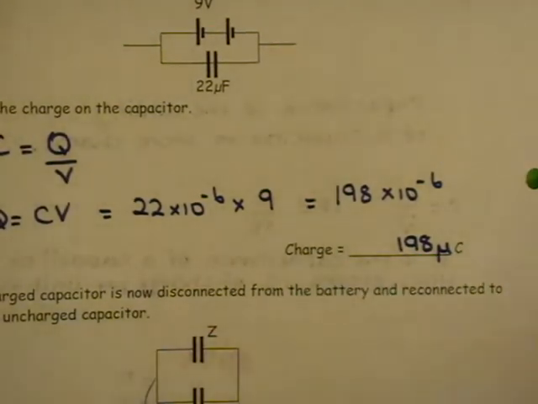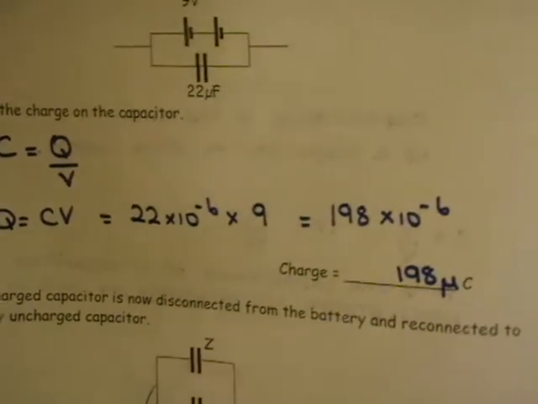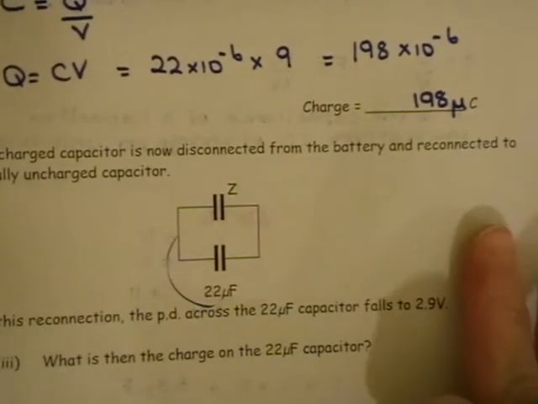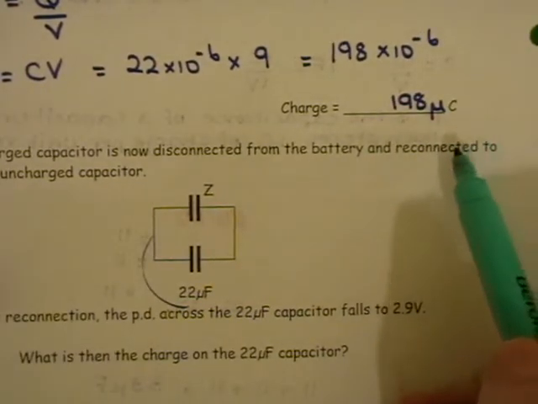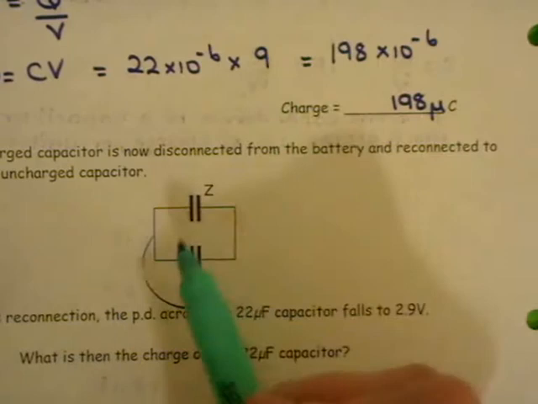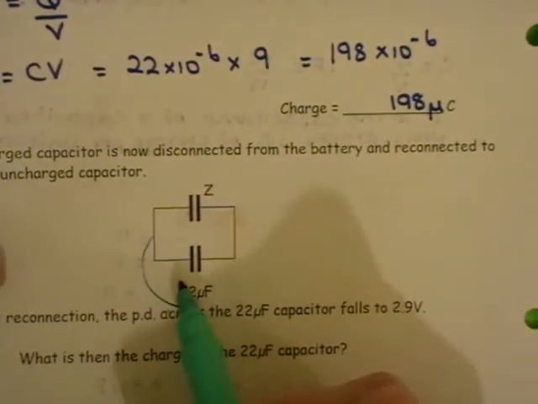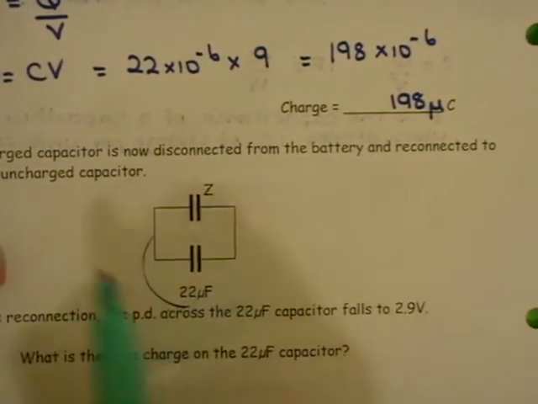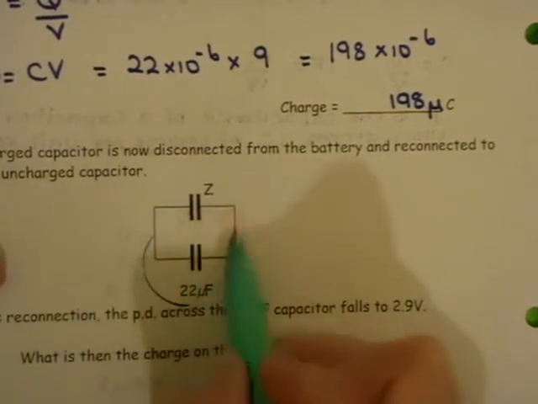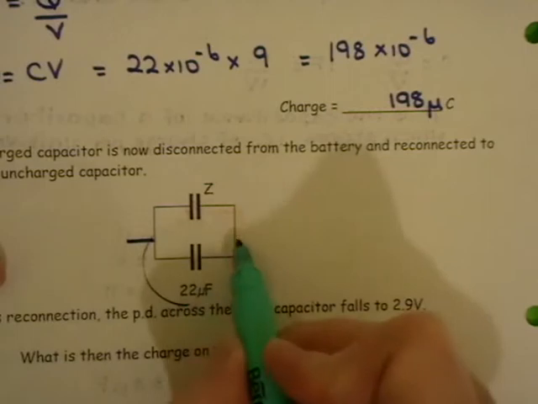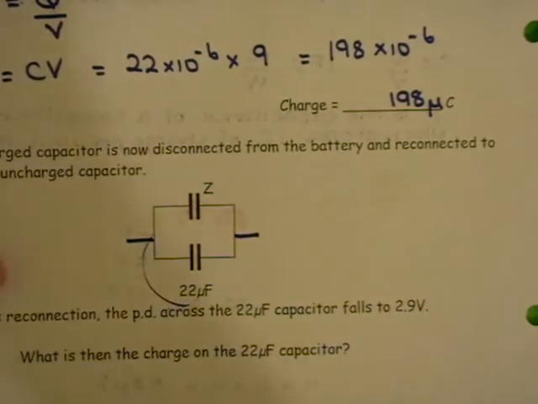It tells you that your 22 microfarad capacitor, which had been charged to 198 microcoulombs, is now disconnected from its battery, and it's then connected to an initially uncharged capacitor. Now sometimes I suppose it's hard to decide whether that's in series or parallel, but you can see that's definitely joined there, and if you were to take two connections out the side, that's definitely a parallel circuit there.